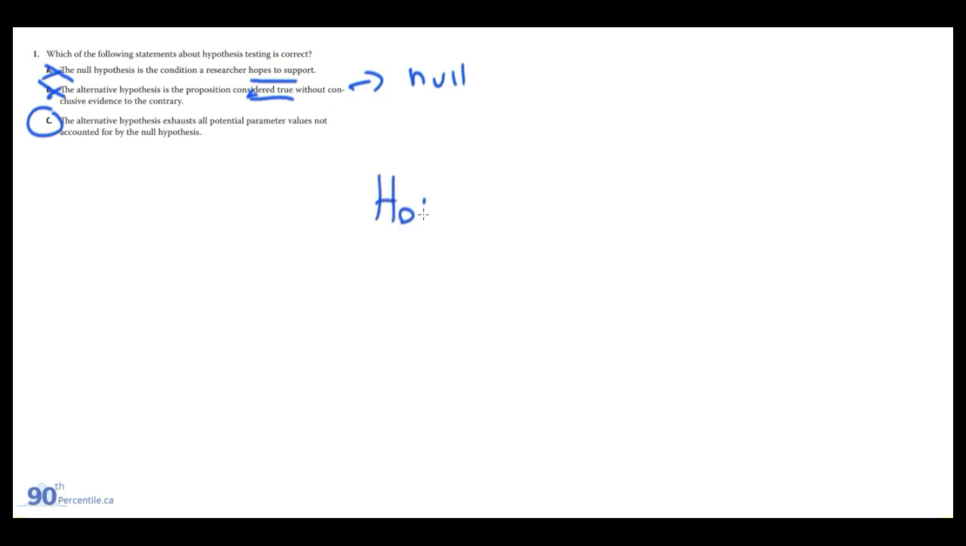We have H naught, or the null, is that the population mean is equal to 0. On the flip side of this, the correct alternative hypothesis would be that the mean is not equal to 0. So it includes every possible value other than 0. So our answer is C.